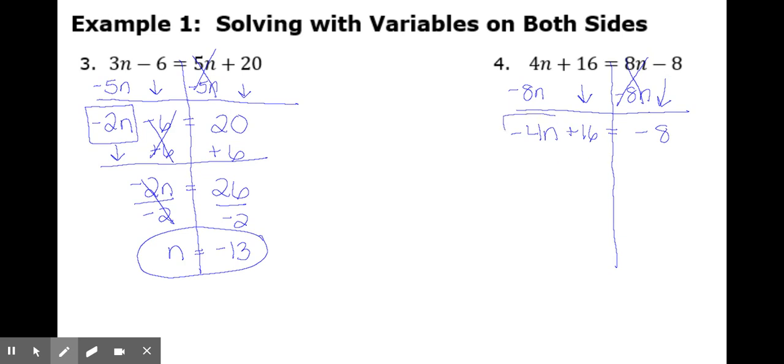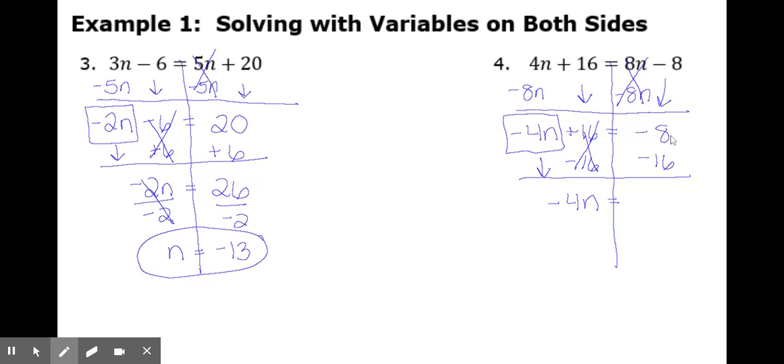From here, let's box off the variable. Outside of the box is a positive 16. How do I undo a positive 16? Minus it, so subtract 16 from both sides. I bring down that negative 4n equals, on the right-hand side, I have negative 8 minus 16.